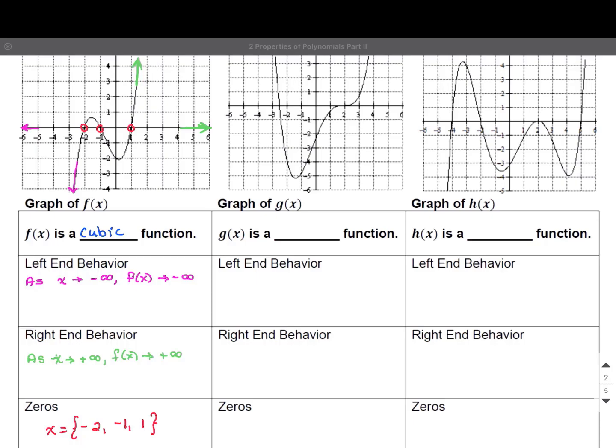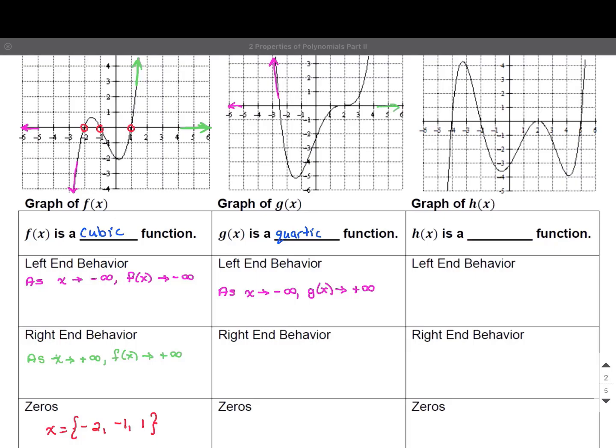Now, g of x is a quartic function. I know this because I typed the function into the calculator, so I know what I graphed. All right, let's take a look at the left end behavior. As we go off to the left and our x's get smaller without bound, what happens to the function values of g of x? Well, if I look as I go off to the left, the graph is rising without bound. Good.